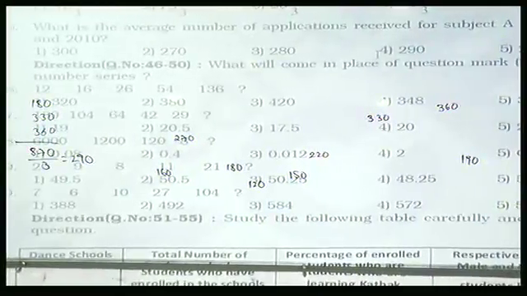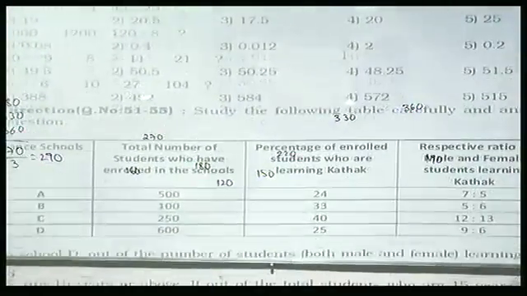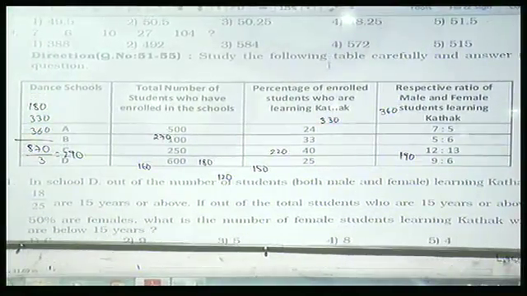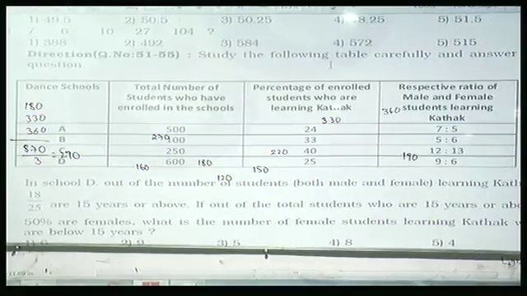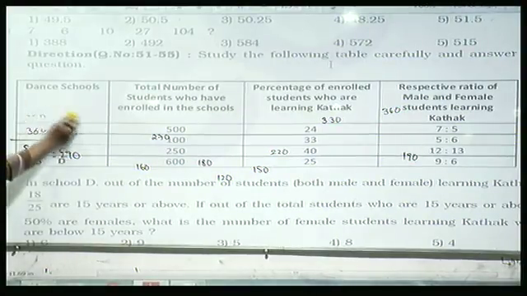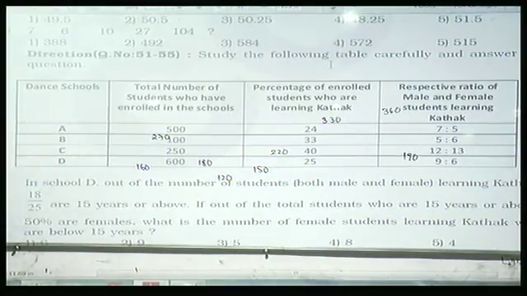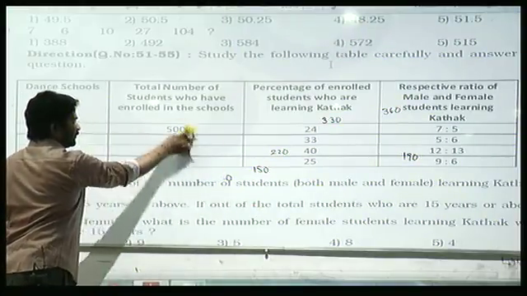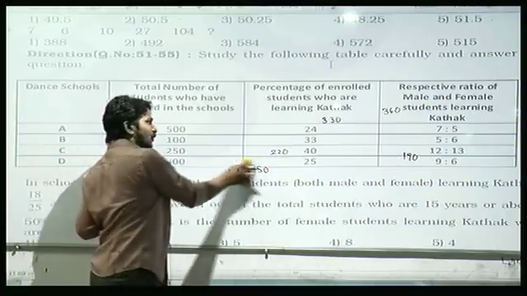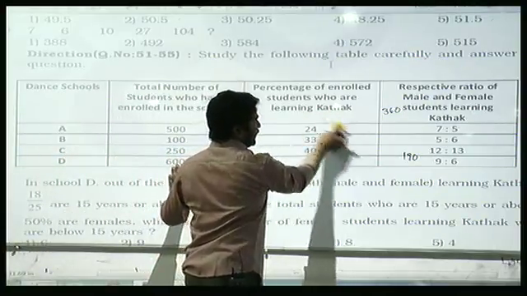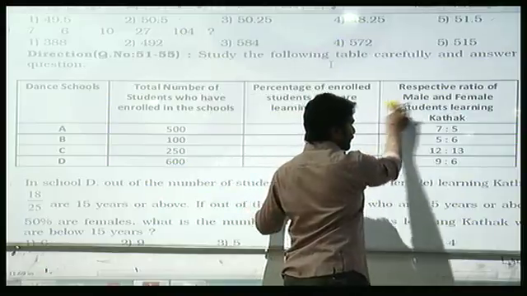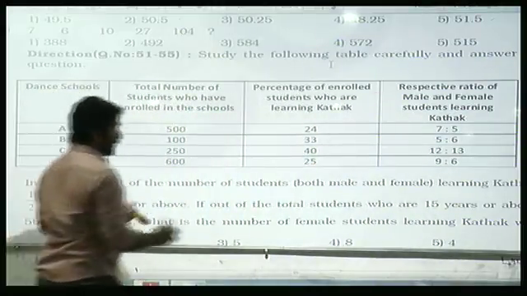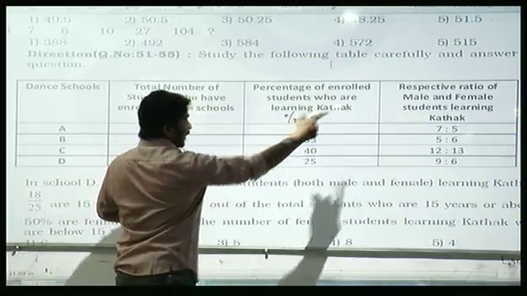Questions 46 to 50 are number series. Right. 51 to 55, dance school. Number of students who enrolled in the school, percentage of enrolled who are taking Kathak, with respect to ratio between male and female learning Kathak. Okay. Remember, this is percentage, and that's the ratio.